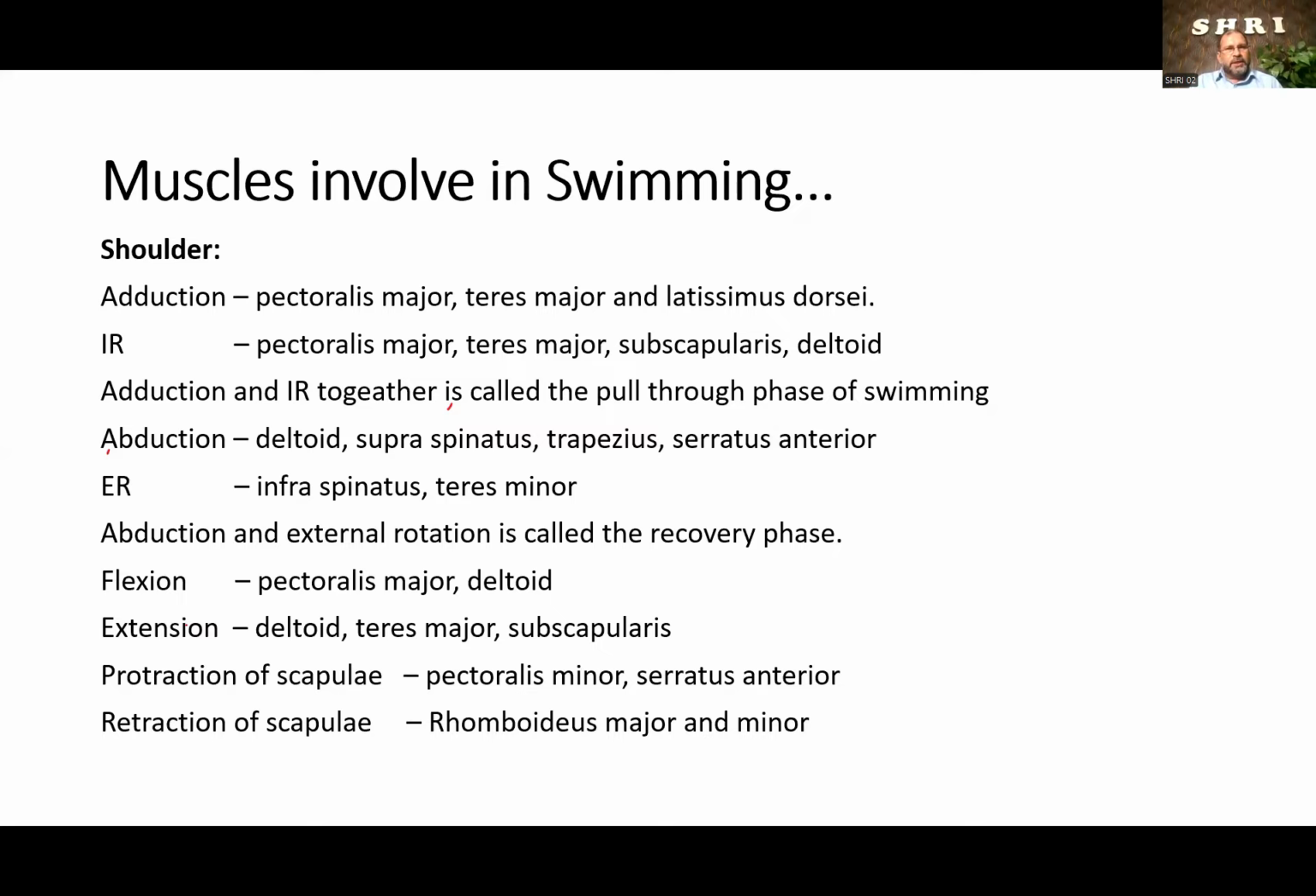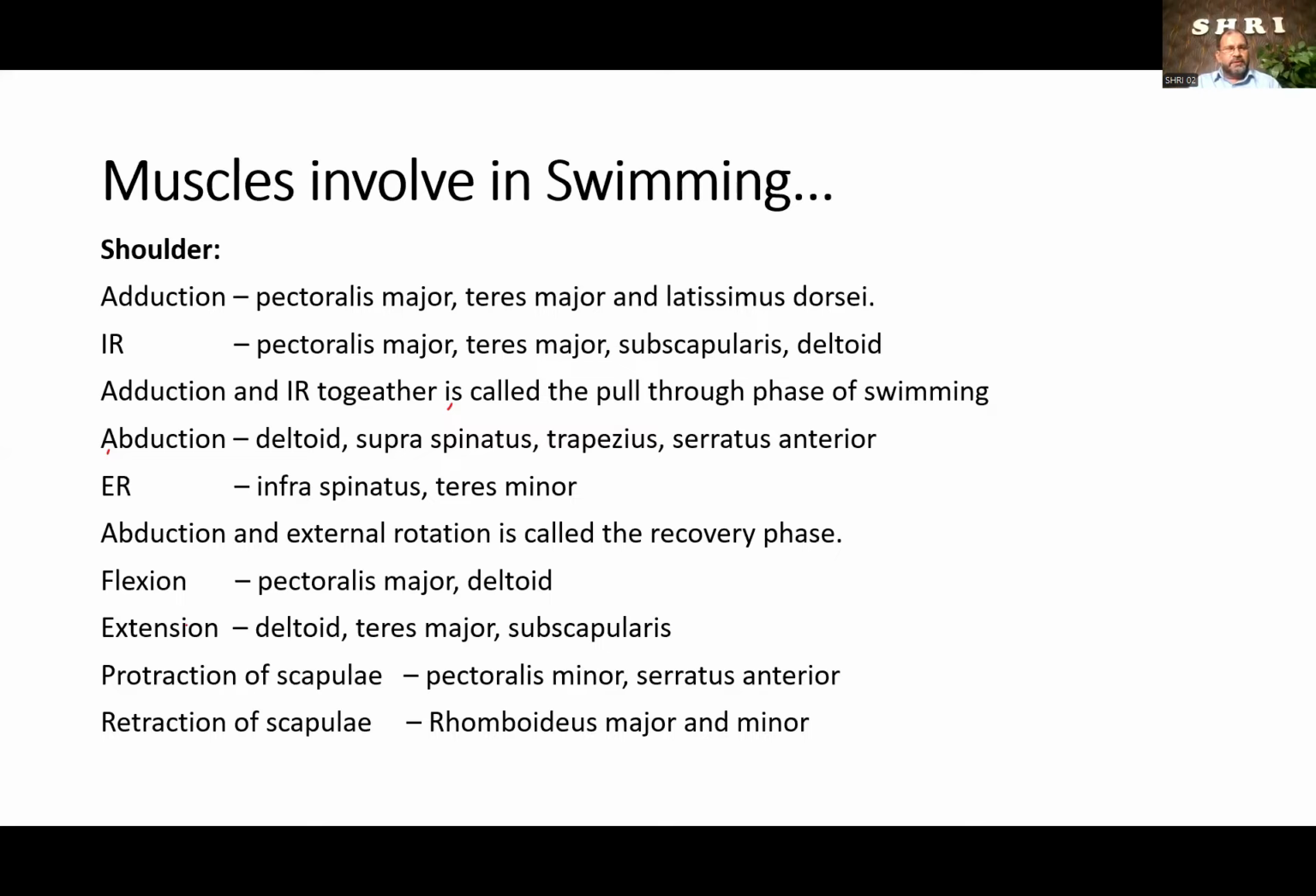Abduction: deltoid, supraspinatus, trapezius, and serratus anterior. External rotation of the shoulder joint is done by infraspinatus and teres minor. So abduction and external rotation is called the recovery phase. There are four phases we saw in the early slides. This recovery phase is the last phase of swimming.